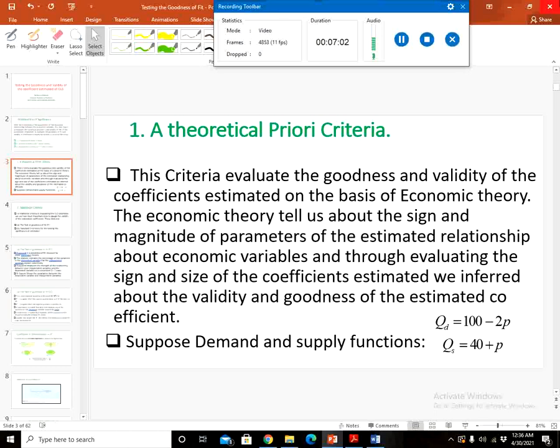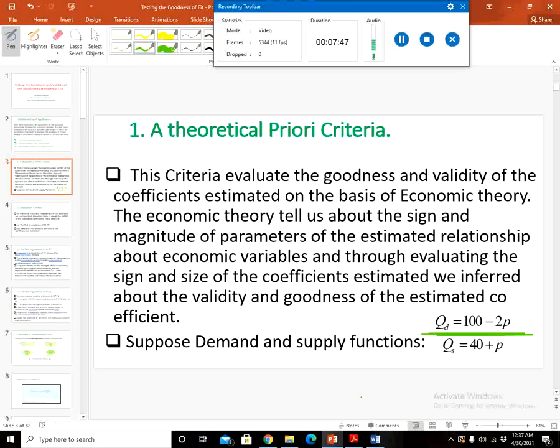If our estimated demand function fulfills this criteria, we infer that we have valid estimates of the coefficients of the relationship between quantity demanded and price. Look at this figure here, the demand function that we have estimated. If we judge this demand function through our economic theory criteria, then we can say that the intercept has a positive sign. Yes, of course, the intercept has a positive sign.